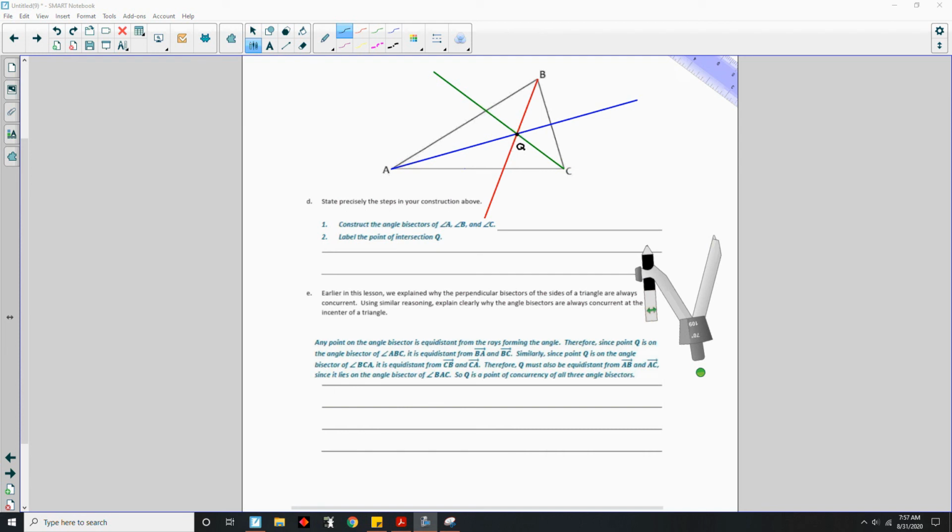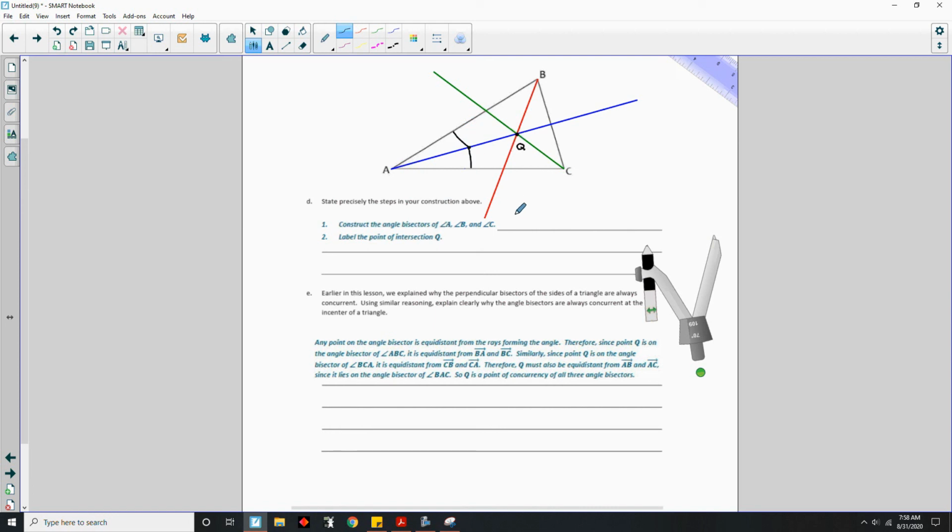Okay, so here it is. Any point on the angle bisector is equidistant from the rays forming the angle. So in other words, if I just pick any point on this blue angle bisector of A, if I put a point right there, any point on the angle bisector is the same distance from the rays forming the angle. So if I now measured how far it was, perpendicular, from here to here, and how far it is from here to here, they would be equal.